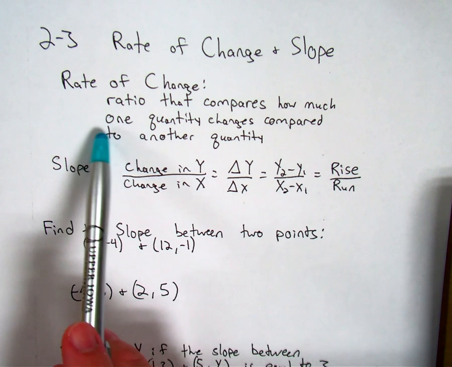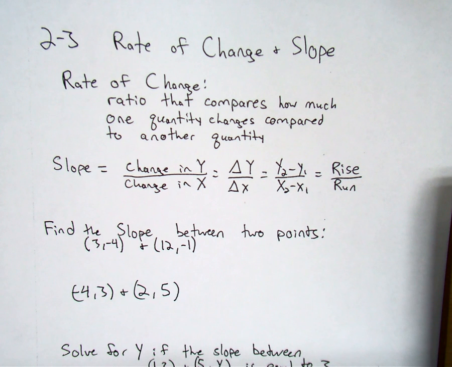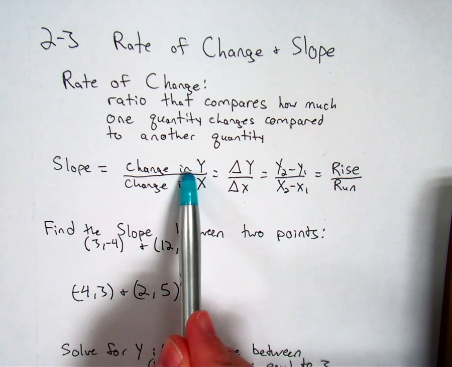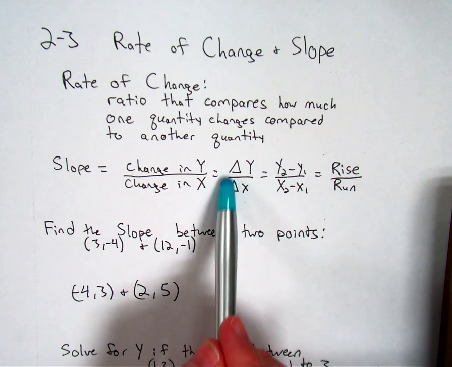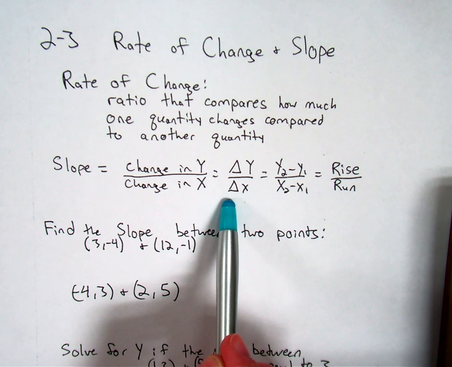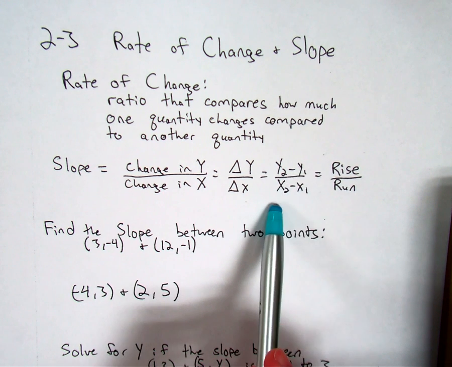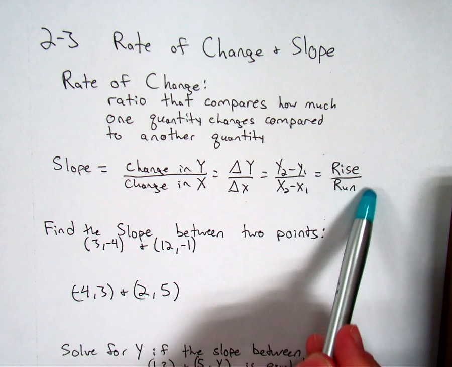Okay, remember back from Algebra 1, rate of change is a ratio that compares how much one quantity changes compared to another quantity. Usually we're comparing our y's compared to our x's. So slope is our change in our y values compared to our change in our x's. Sometimes you'll see it in a different class as delta y over delta x. You're probably used to seeing y2 minus y1 over x2 minus x1, or maybe even hearing it rise over run.